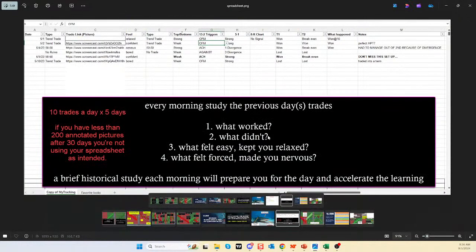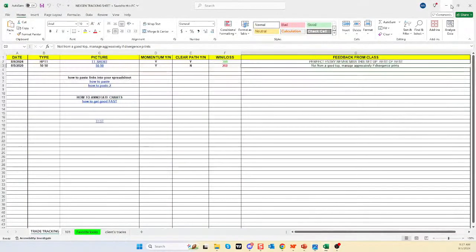And that's where the spreadsheet really pays dividends, is when you come back and study the trades that you post into it, asking yourself what worked and what didn't work and what felt easy and what felt forced. And you're going to begin to recognize the patterns that are bringing you success. And you're also going to recognize the patterns not only in the market, but also in yourself that may be robbing you of that success. So I encourage you guys, really take advantage of that spreadsheet.